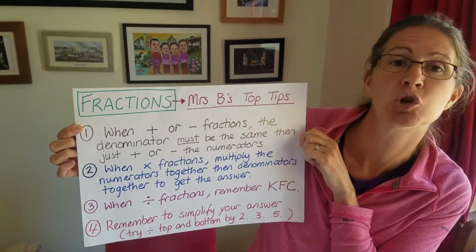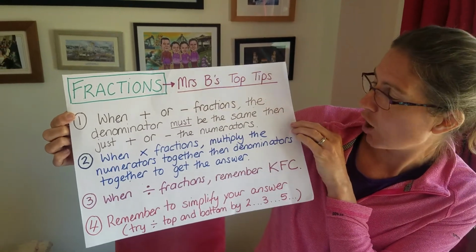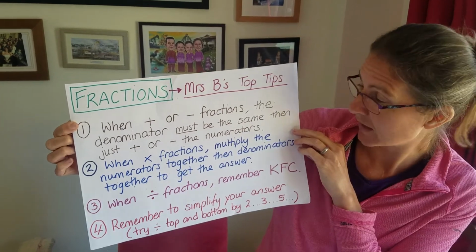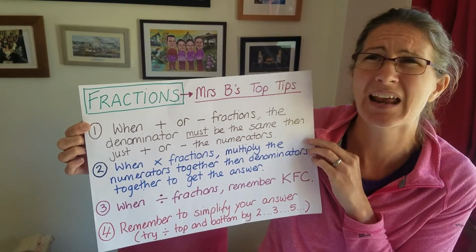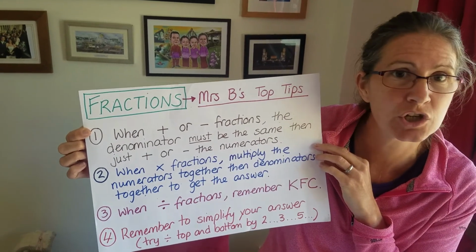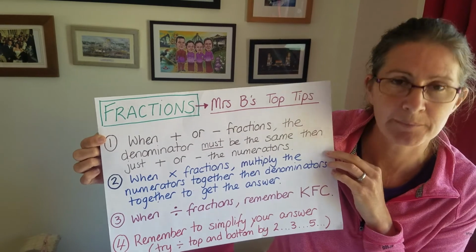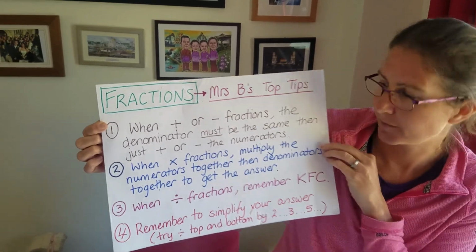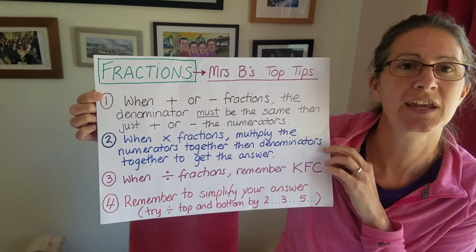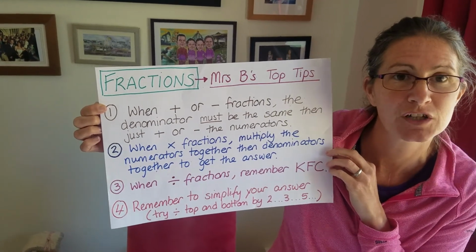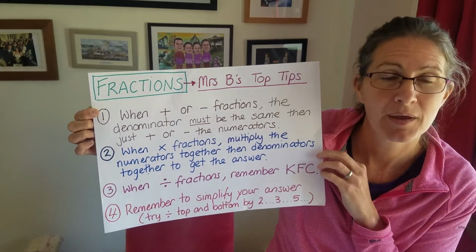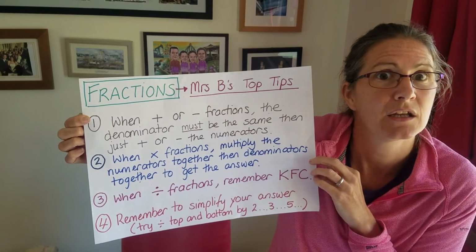Second top tip, when you're multiplying fractions, all you've got to do is multiply the numerators together and then multiply the denominators together. It's easy peasy. It's the easiest one of them all, really. So you don't have to change denominators. Multiply the top, multiply the bottom. Got your answer. Done. Number 3, when you're dividing fractions, just remember the KFC rule. Keep the first fraction, change the sign to multiplication, flip the last fraction, and then find your answer.